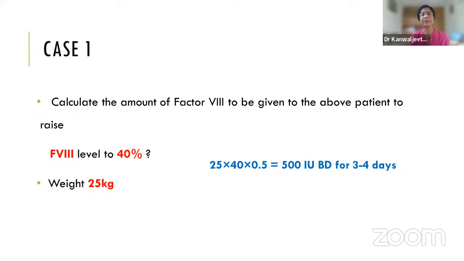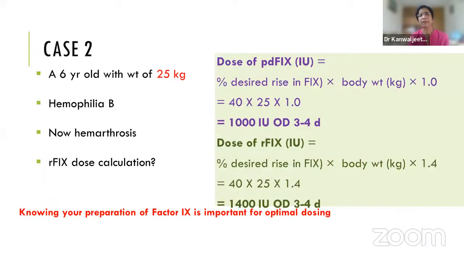That same child, if the diagnosis is now hemophilia B, the dose will be different depending on whether it is plasma derived or recombinant factor. In this case, we use a multiplication factor of 1 for the plasma derived. So the dose comes to 1000 units once a day for 3 to 4 days as the half-life is more. For recombinant factor, the dosage remains OD, but the multiplication factor is increased as the recovery of recombinant factor in the plasma is less. So it's important to know the preparation of factor 9 when we are treating the patient.